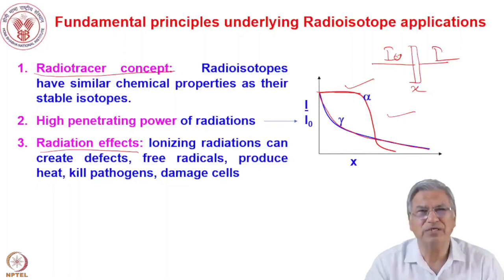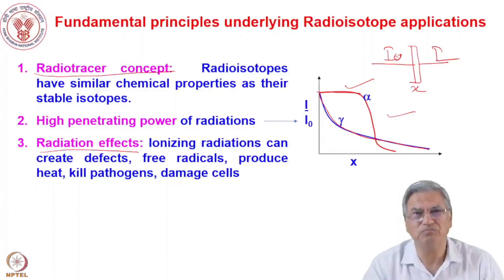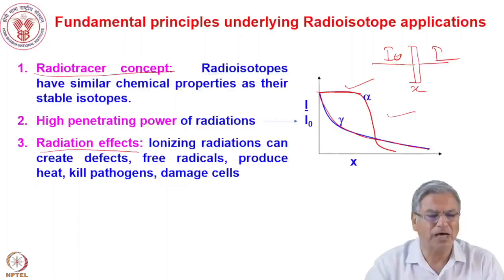They produce heat. You can use them as a source of heat, like plutonium-238 is used in satellites as a source of heat. So you can power, like, pacemakers. Then they can kill pathogens, so this is utilized in food technology. You can prevent the sprouting of the fruits, and many, many applications. They can even induce mutations in seeds, and you can produce improved varieties of crops by using radiation induced mutations. So the list is endless, and I will cover some of the examples of these three concepts in my talk.